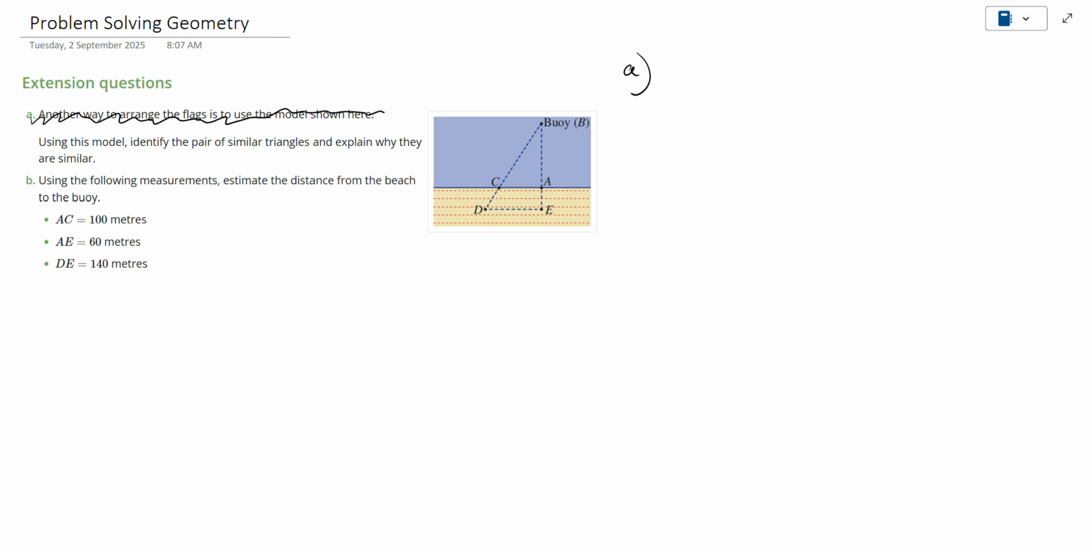So the first triangle we're going to look at is triangle BAC. I'll just quickly draw that. And the second similar triangle is the larger triangle of BED. Now, they are similar because of the triple A rule, the angle, angle, angle rule. So now we have to prove that.